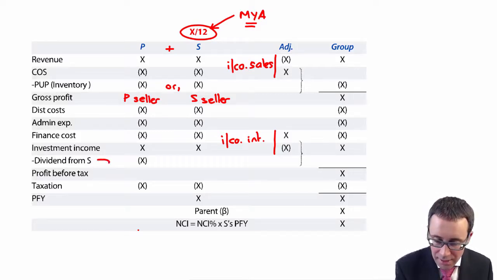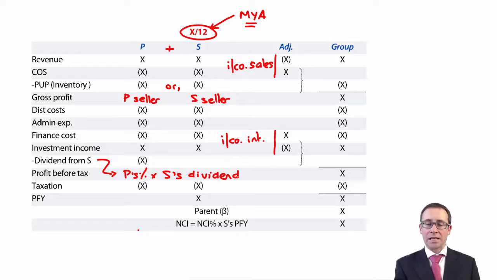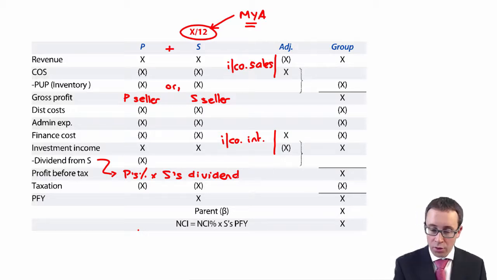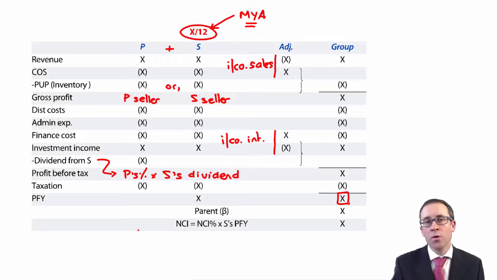Again, sometimes that can be given to you, or alternatively, you can just calculate it as P's share of S's dividend. Okay, there we go. Taxation, again, add it across 100% line by line. That then gives you your group profit for the year, which is all of P's profits, all of S's profits.